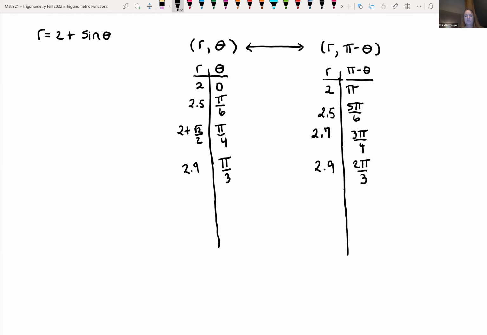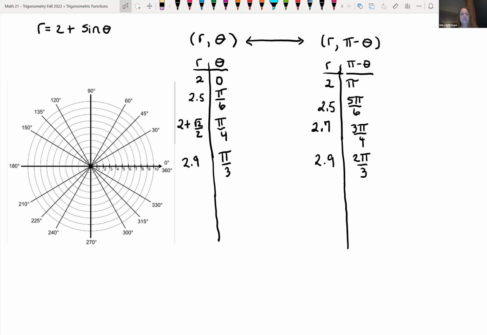So let's look at a couple other points. Or actually, let's plot what we have so far. Let me pull up polar graphing paper to help us graph this. So I have some polar graphing paper in front of us. And so let's plot what we have so far. When theta is 0, r is 2, so we have some point here. When theta is pi, we get that r is also 2.